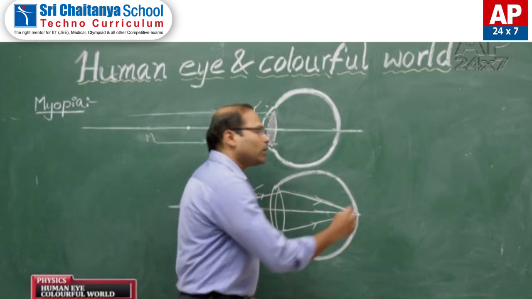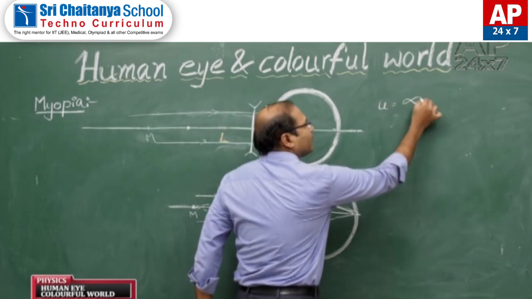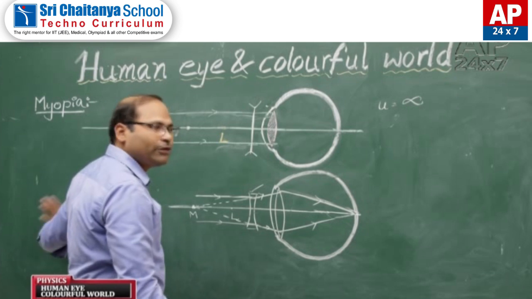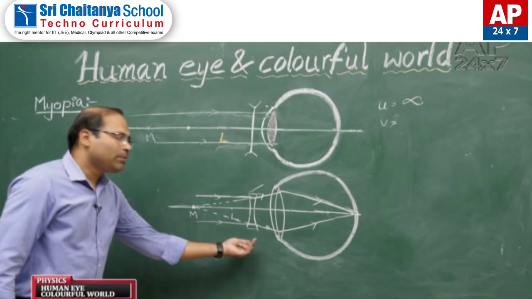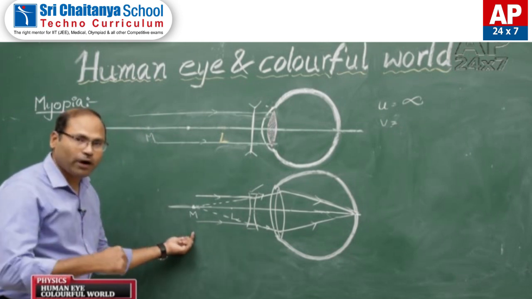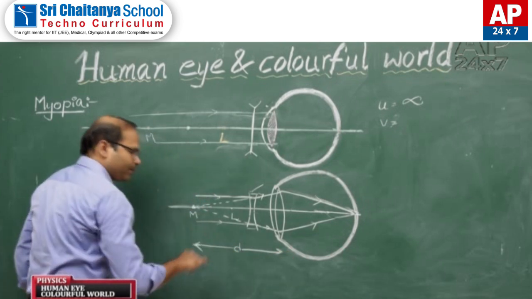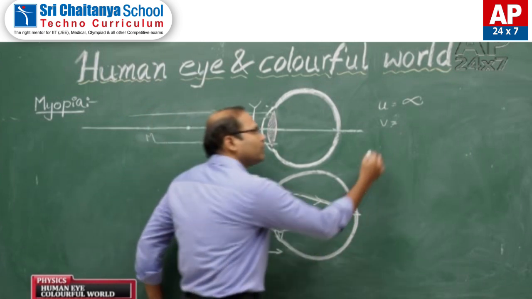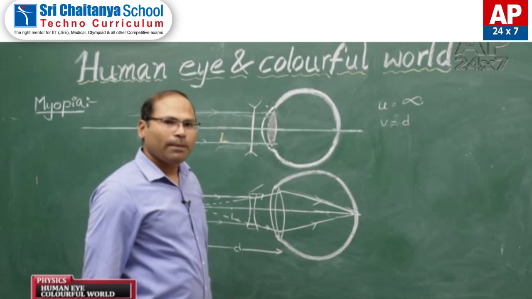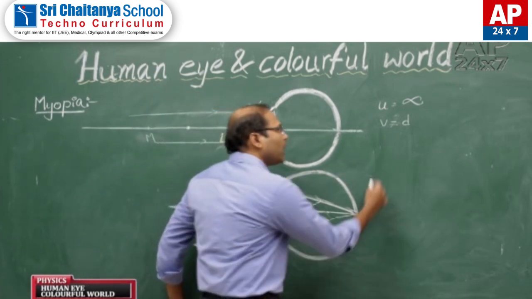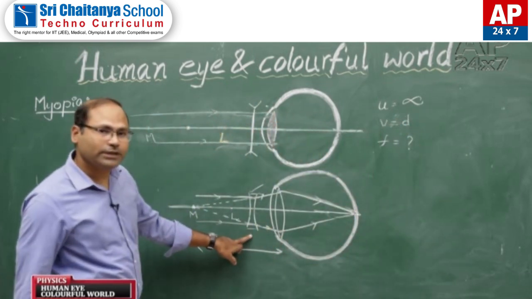To do so, let us do a small problem, that is the object distance is infinity, because I am trying to see an object which is at infinite distance, and the image distance is, see what is the image distance? The far point, my far point, say suppose it is at a distance d from the eye. Okay, far point, image distance is nothing but the far point of the person suffering from myopia. Okay. Now, we need to find the focal length of this concave lens.